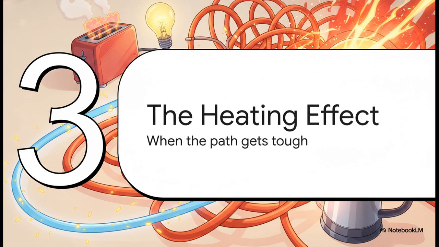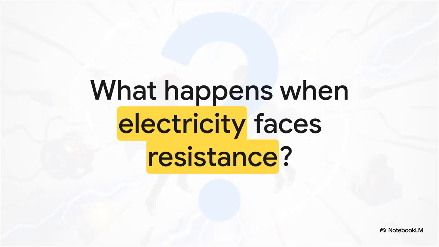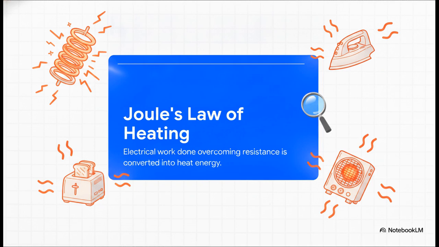All right, Section 3, the heating effect. So what happens when the path gets a little difficult for our electrons? If we force a massive amount of current through a very thin or highly resistant wire, what's the immediate physical consequence? Well, the electrons don't just stop. They push through, but definitely at a cost. And that cost is heat.